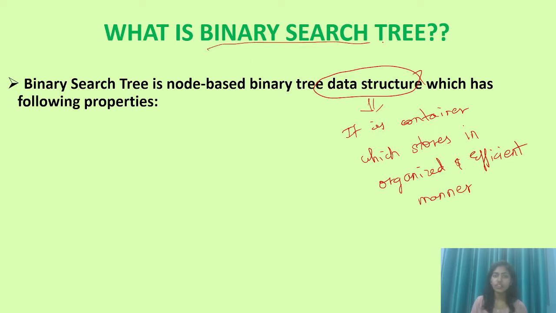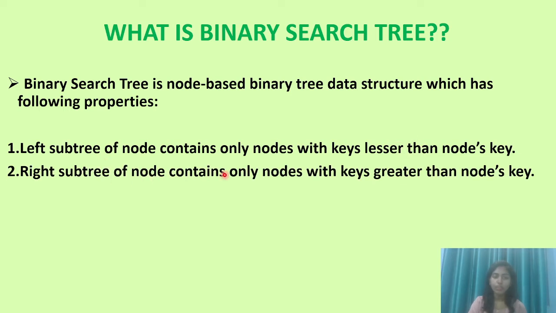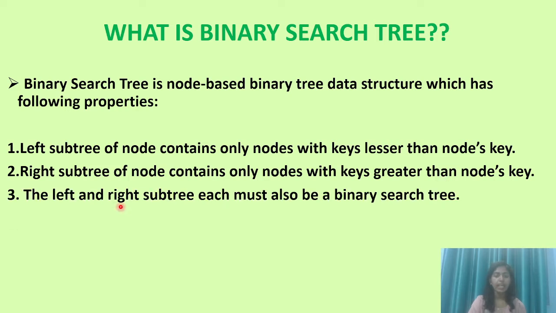Binary search tree is also one of the data structures which is used to store the data, and it is a tree based data structure which has nodes. So when you use this data structure, it looks like a tree. So it has the following properties. Left subtree of the node contains only nodes with keys lesser than the node's key. Right subtree of the node contains only nodes with keys greater than the node's key. And the left and right subtree each must also be a binary search tree.